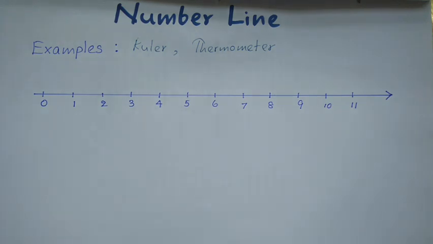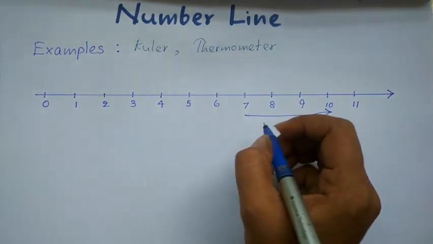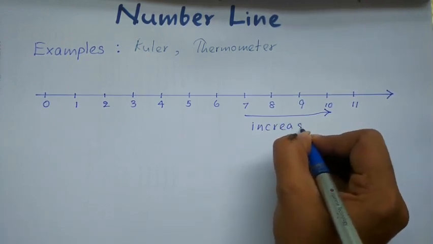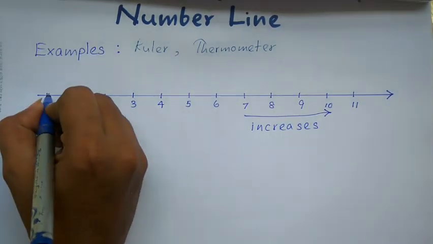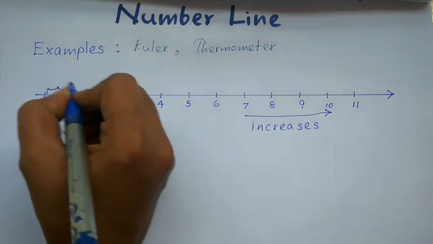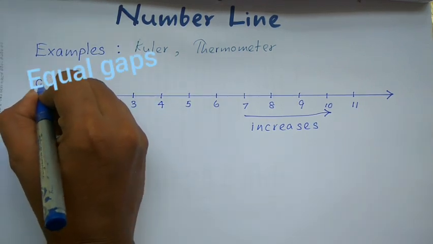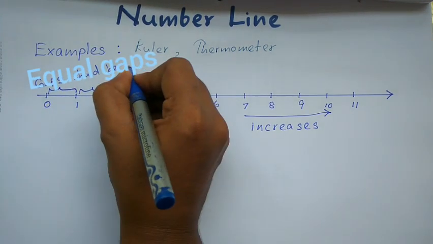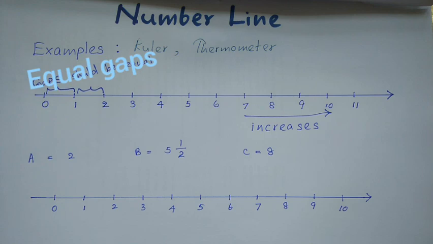On this number line, the right hand side direction is the direction in which the numbers increase. The gap between each two numbers should be equal. Now let's see how to mark the numbers on a number line.